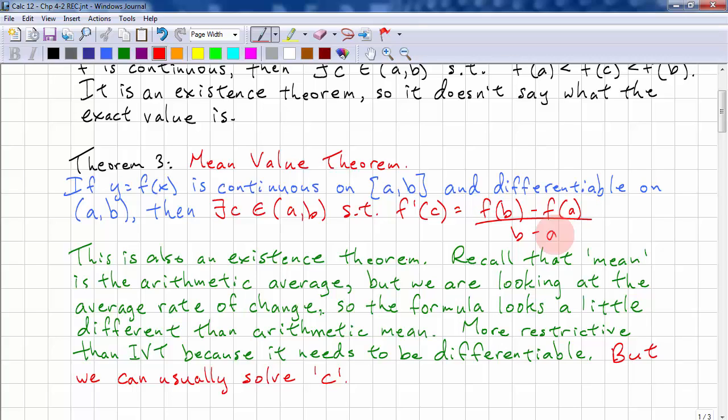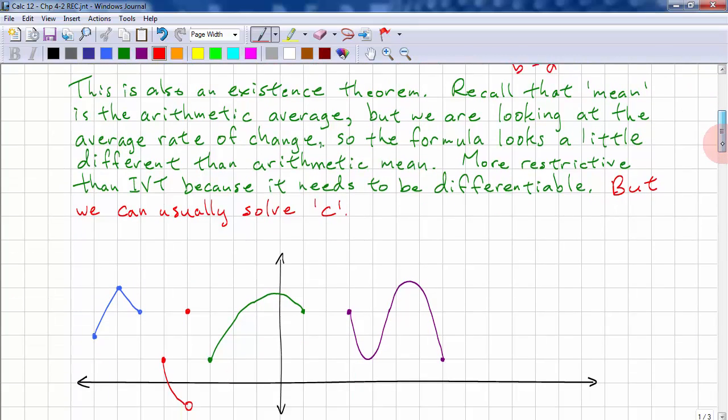This is also an existence theorem. And when we say mean, it's not the arithmetic average. We're looking at the average rate of change. This is more restrictive than the intermediate value theorem because it needs to be differentiable. But in this case, we can usually solve for c. So let's try to understand this theorem graphically.